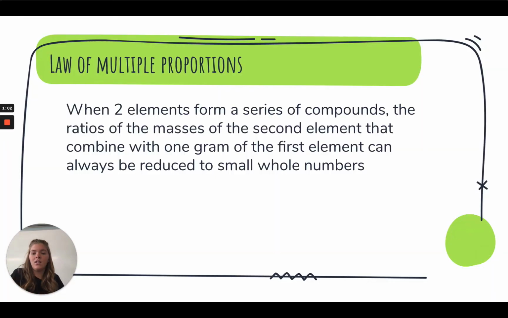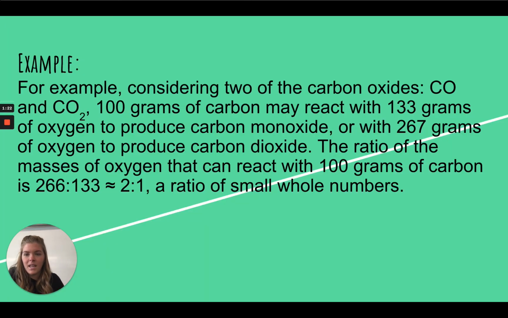And then lastly, the law of multiple proportions gets a little wordy. The exact definition is: when two elements form a series of compounds, the ratios of the masses of the second element that combine with 1 gram of the first can always be reduced to a small whole number. That is very confusing, so we're giving you an example to explain that.